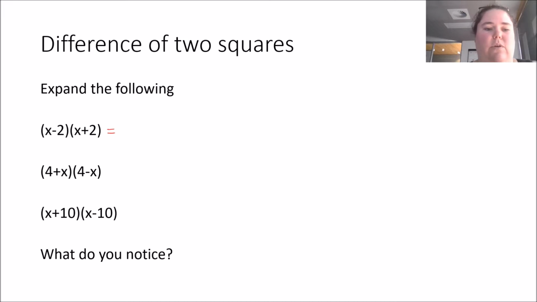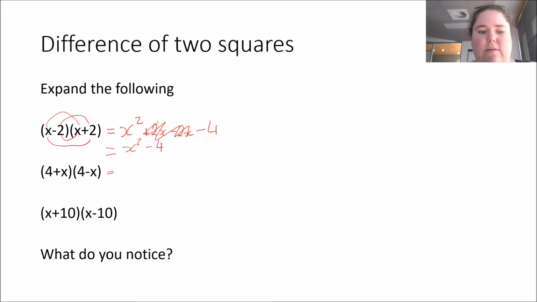So if I expand each of these, x plus x is x squared. Then we do outside times outside, inside times inside, last times last. So when we expand it, we can see 2x minus 2x, those terms go away, which just leaves me with x squared minus 4. Okay, let's see if it happens again.